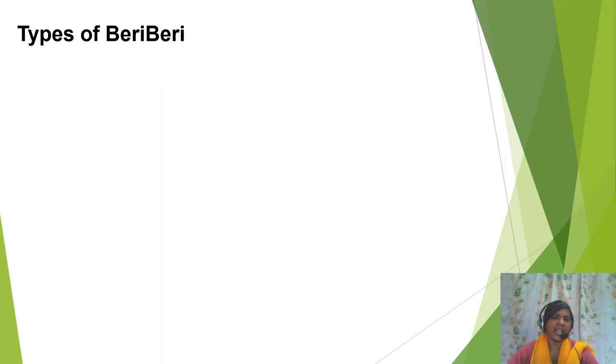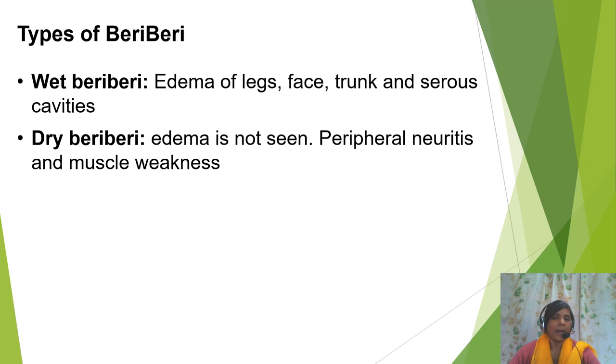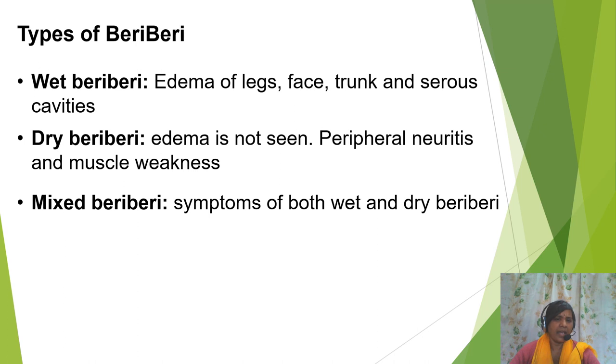There are different types of beriberi. First is wet beriberi. Here edema is mainly observed, where edema of the legs, face, trunk and the serous cavities is seen. In case of dry beriberi, edema is not seen, but here there is peripheral neuritis, or the peripheral nerves are affected, and hence it leads to muscle weakness. Then mixed beriberi is a type where symptoms of both wet and dry beriberi are observed.